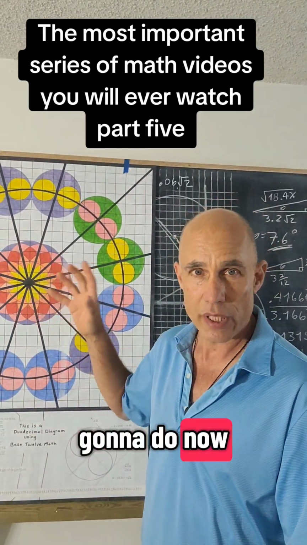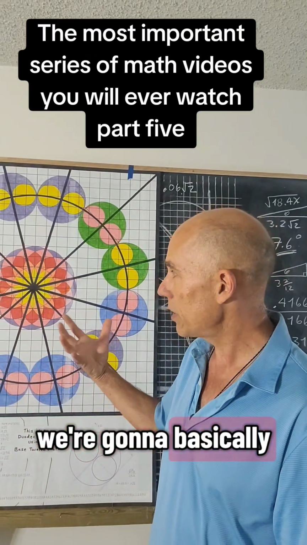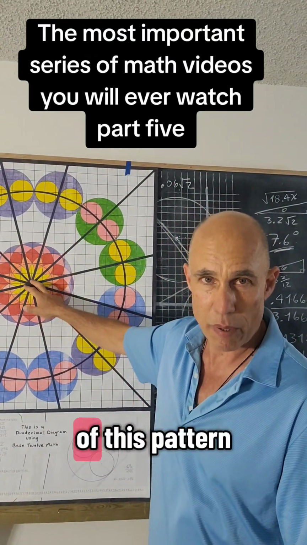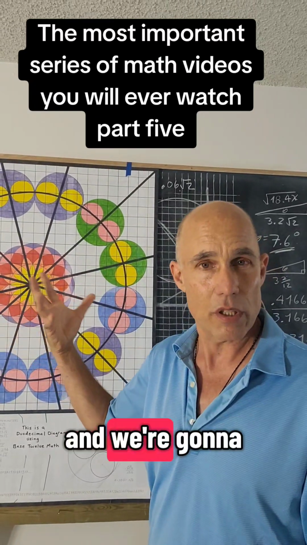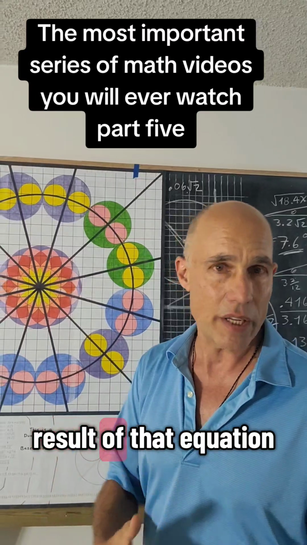And what we're going to do now is the equation. We're going to basically divide the diameter of this pattern into the perimeter, and we're going to look at the result of that equation.